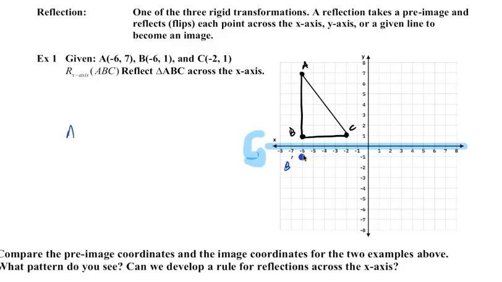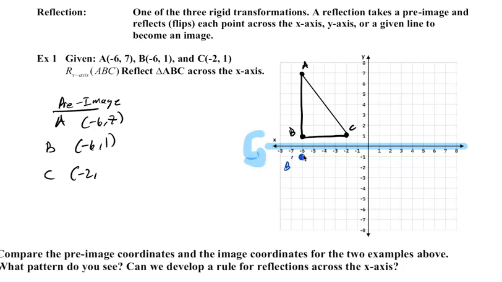Now let's keep a running tally here. Let me write our normal points. These are our pre-image. We have -6 and 7. We have -6 and 1. And we have -2 and 1. Now we're going to have our image, right? After we change it. So A prime, B prime, C prime. So our new B is at -6 and -1.